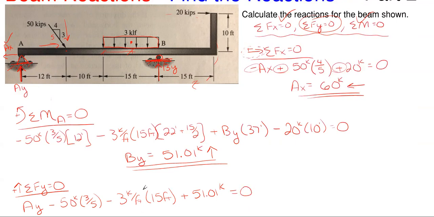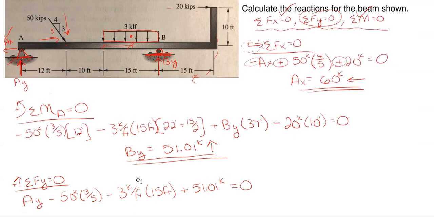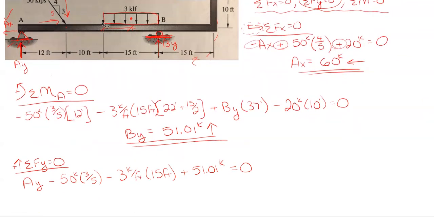Keep in mind when you're working with uniform, triangle, or trapezoidal loads, you always have to take the uniform load or whatever the area of that loading is. So essentially for a rectangle, we're going to take the 3 kips per foot times the distance it runs. And the area of that load is how much load it's actually exerting on the beam. So that's why we're taking 3 times 15.